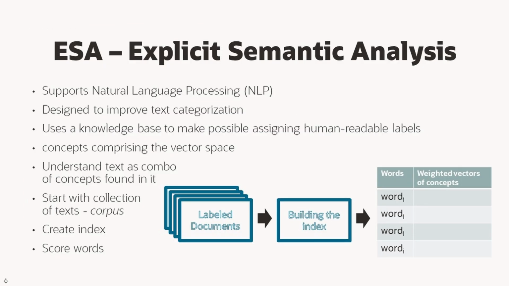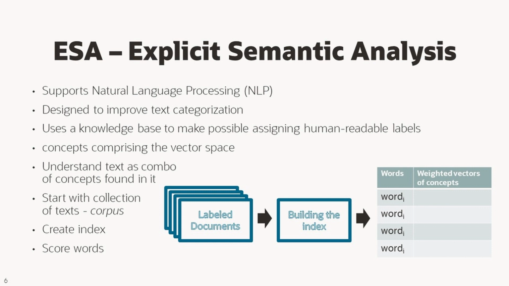Starting with ESA, which stands for Explicit Semantic Analysis. This is a type of model that supports natural language processing and was originally designed to help improve text categorization. An important part of it is that it assigns human readable labels to results. That's why it is an explicit model. And this is very helpful to understand the results of this model. ESA looks to understand text as a combination of the concepts found in it, with the concepts just being individual words. And these concepts are organized into a vector space.